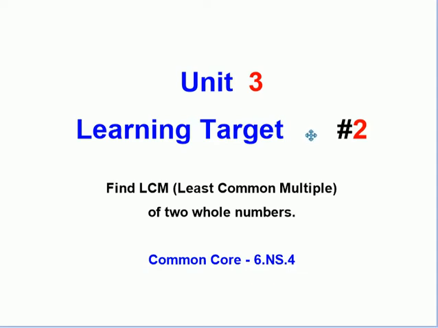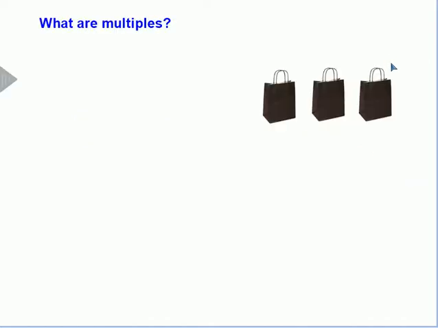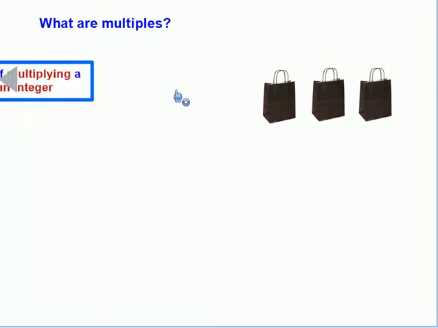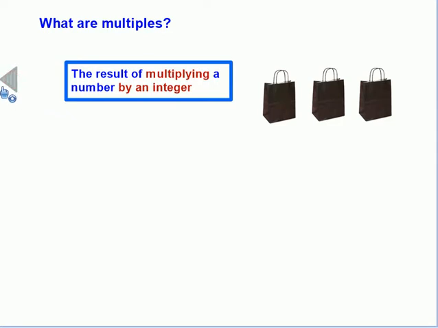Unit 3, Learning Target Number 2. Find the LCM, or the least common multiple, of two whole numbers. When we talk about least common multiple, the first thing we need to understand is what a multiple is. A multiple, by definition, is simply the result of multiplying a number by an integer.